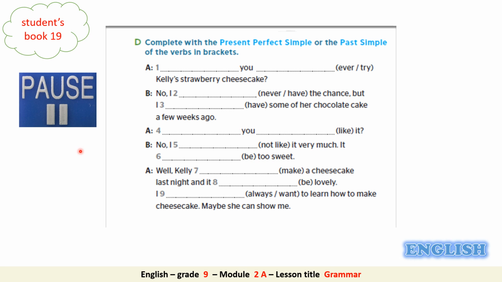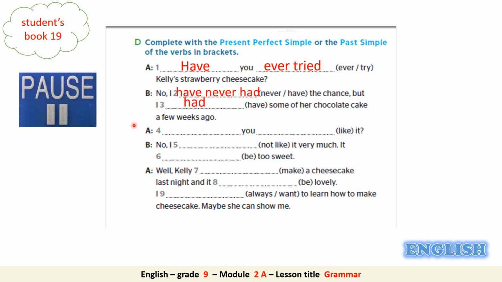Number 1, what do you think? Excellent. It's have you ever tried? Why? Because here we are asking about something that happened in the past without mentioning the time. And we have the word ever, which refers to the present perfect. Number 2? Excellent. Have never tried. Here, he's still talking about an action which happened without mentioning the exact time in the past. And we have the word never, which refers to the present perfect. Have plus the past participle of the verb have, which is had.